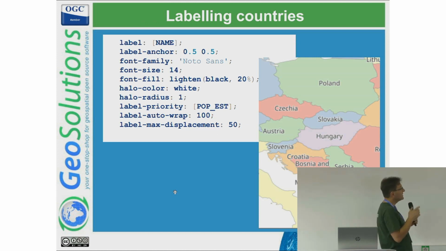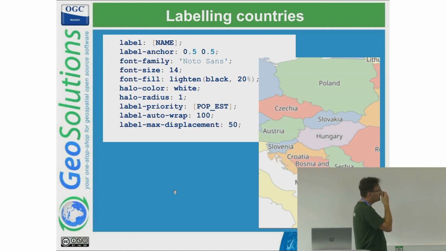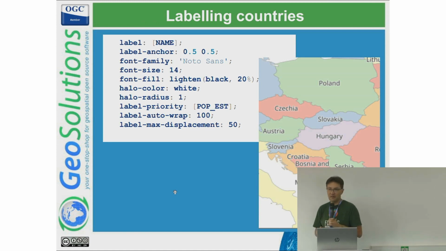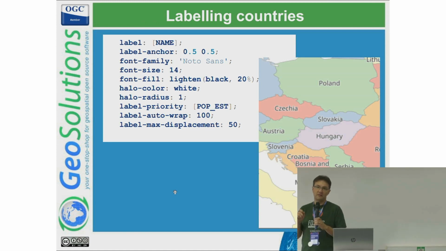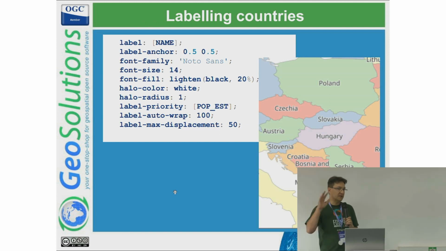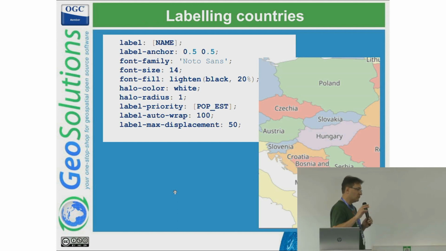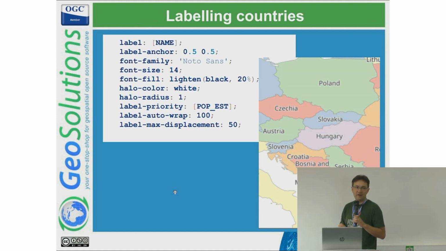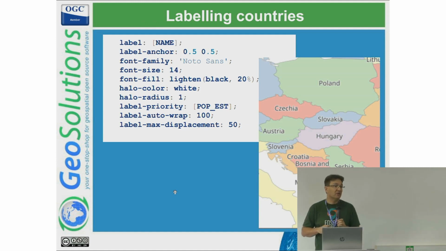background fill. There is a halo around, and also interestingly, that label-priority, which links the priority of the label with the number of people inside the country. Why? This is a multiscale map. When we zoom out, we are not able to label all the countries. That's not possible. It would be too many labels overlapping each other. So we have to make a choice.